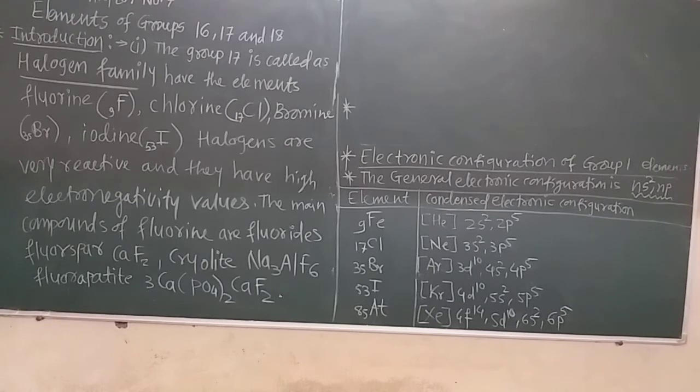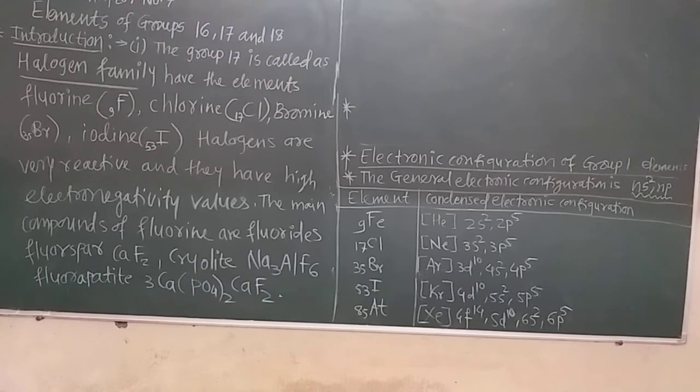Now let us study the next family, group 17. It is also called the halogen family, because halogen means salt-forming element. What is meant by halogens? Halogen is a Greek word, and its meaning is salt-forming element. You know that chlorine is the halogen found in sea water, where there is an abundance of salt, that is sodium chloride, and all these halogens are famous for forming salts with the metals.